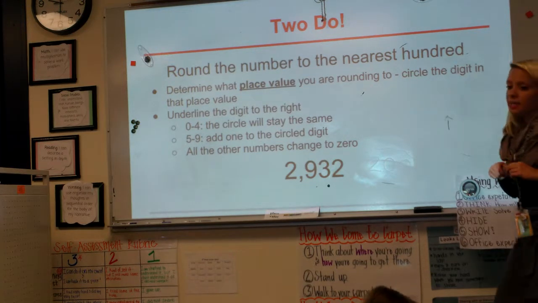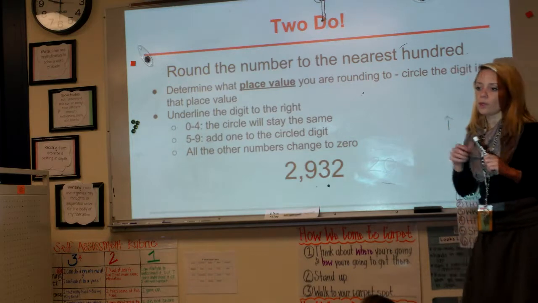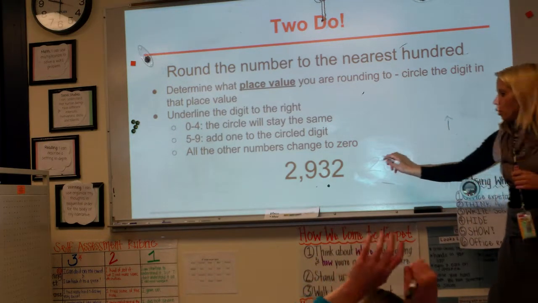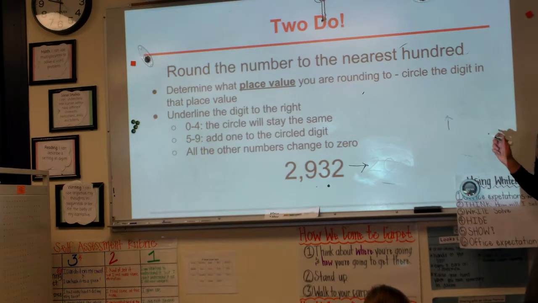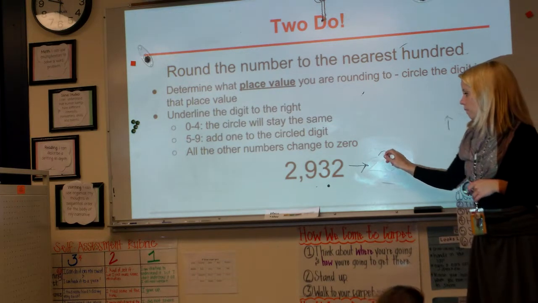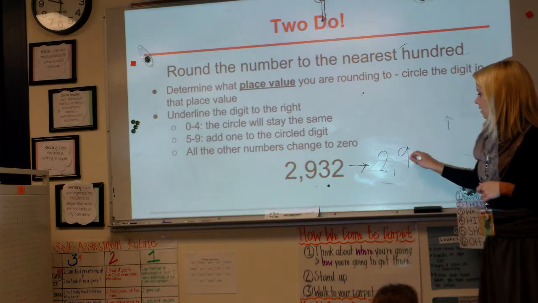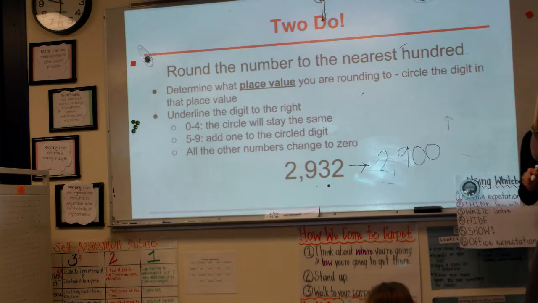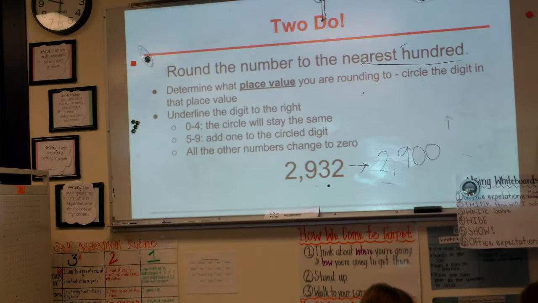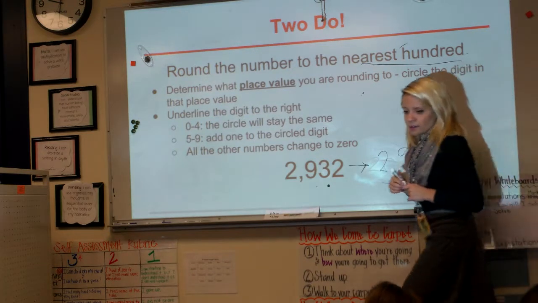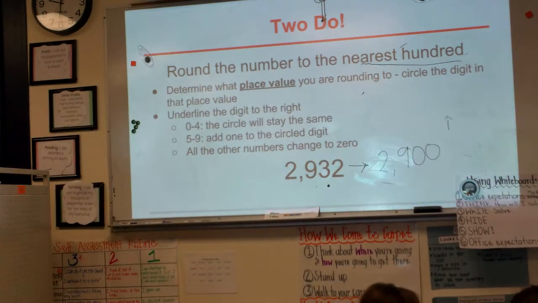When rounding to the nearest hundred, Brock, what was your number that you came up with? What did you round 2,932 to the nearest hundred? 2,900. Focus on the 3. 2,900. Try another one with your partner.